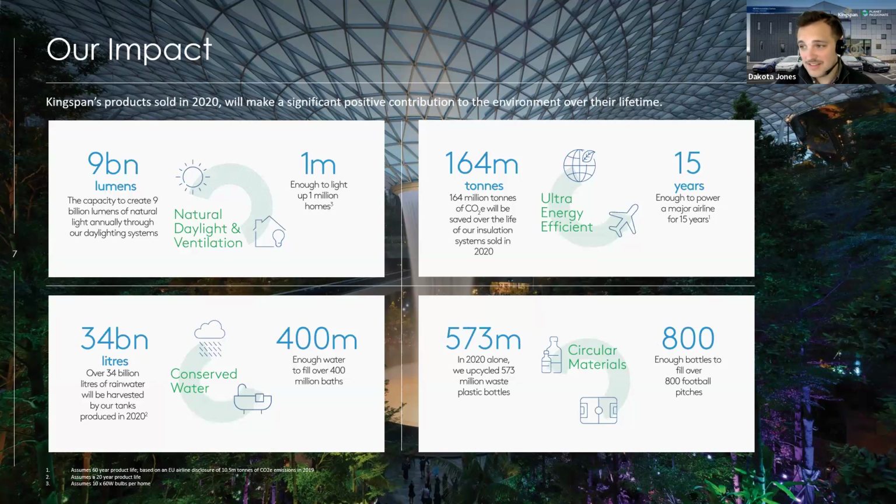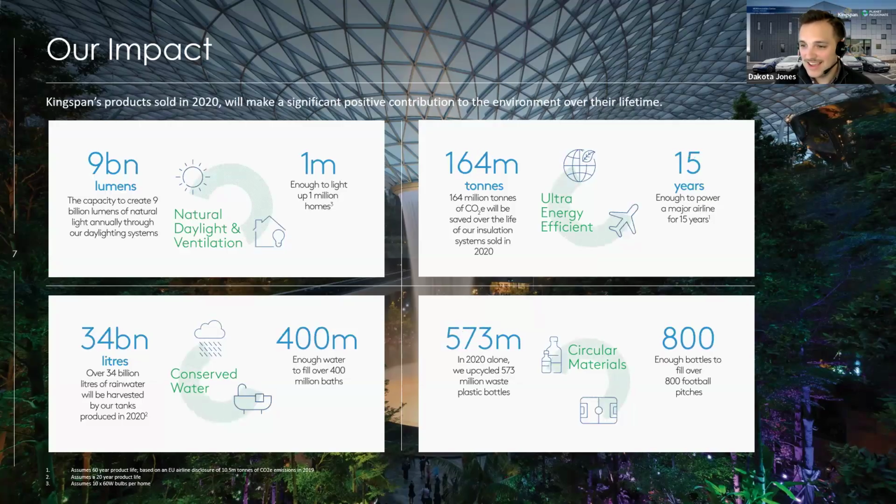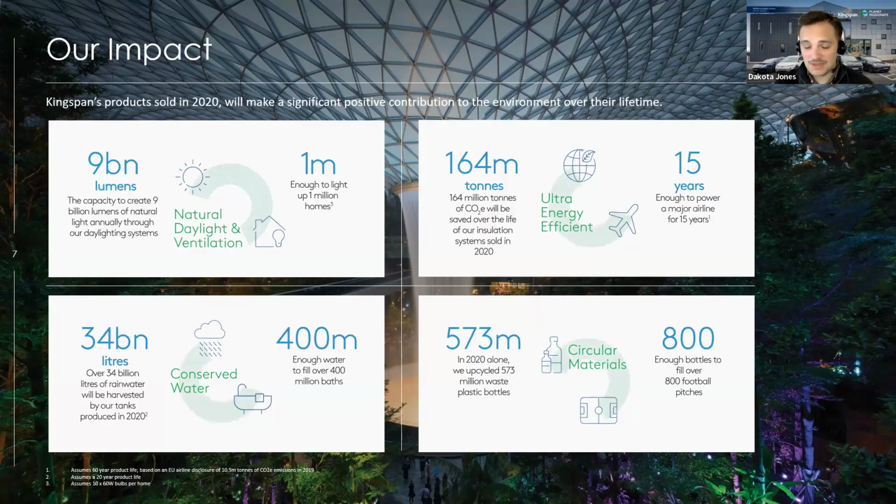Additionally, 164 million tons of carbon kept from entering the atmosphere. That's a big one. It's what a major airline uses over the course of 15 years. Significant. And then, of course, kind of laughably, we originally had a goal of harvesting 100 million liters of water. We grossly underestimated that. 34 billion liters of water is what we actually managed to harvest. It's the equivalent of what you can use to fill over 400 million bathtubs.